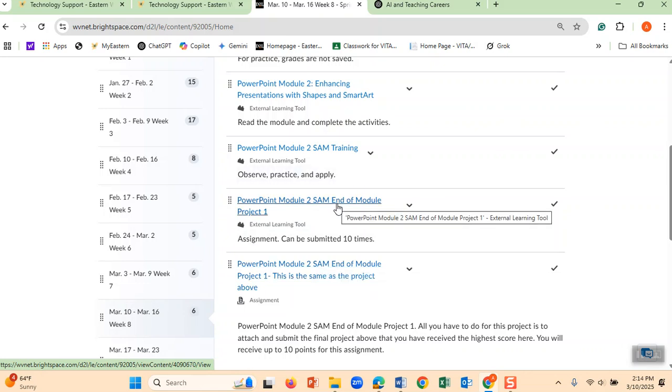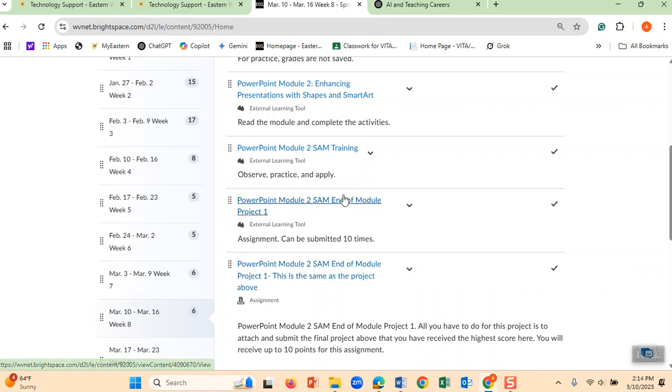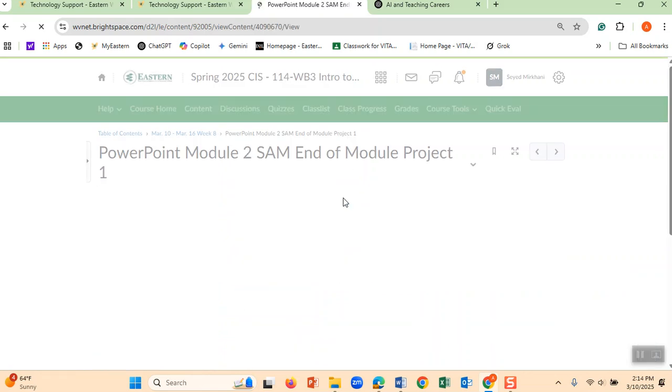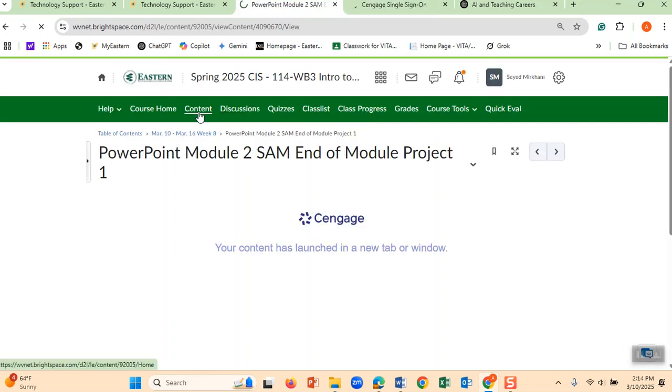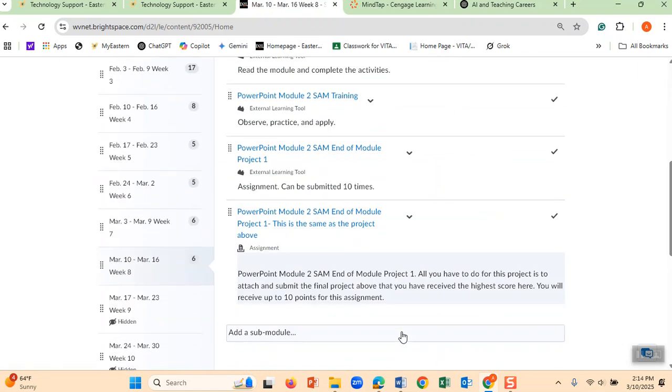This is a grade you get from Cengage. This is a grade you get from me. Therefore, that is nothing. This doesn't put any extra work on you for your projects, because you are already completing this, and that is the same as what you are submitting here. Therefore, that is something that you already know.